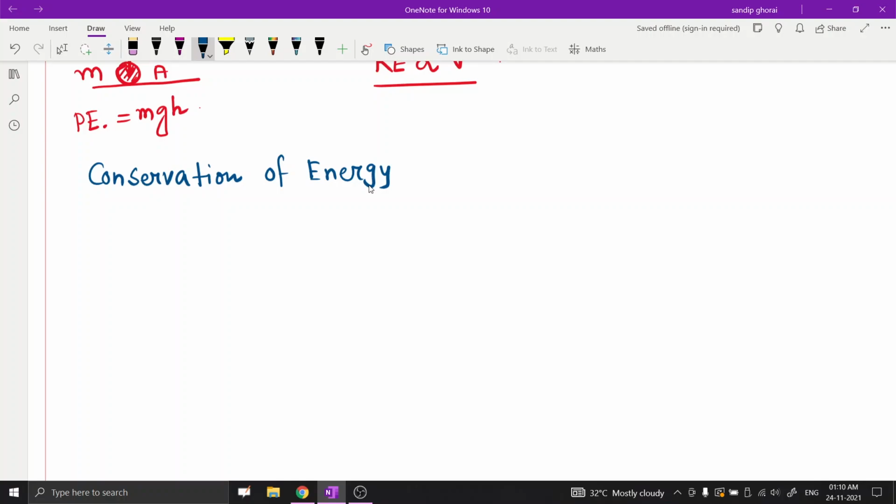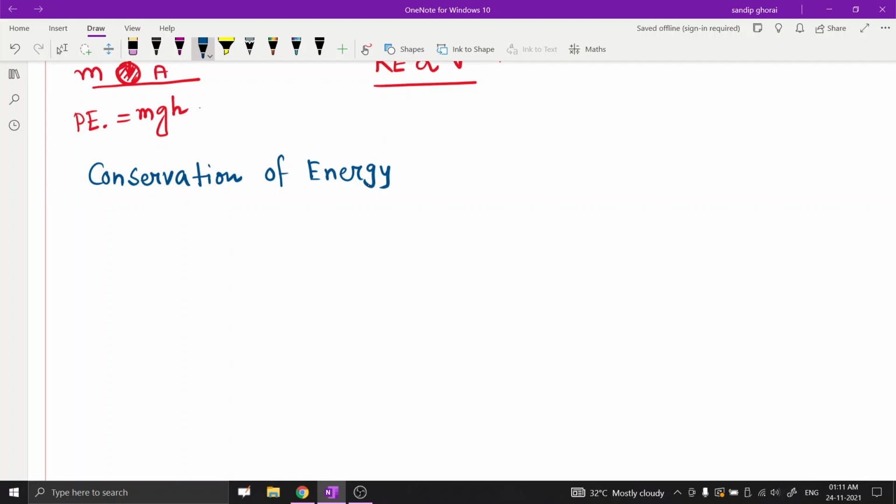That means we cannot create or destroy energy, energy is just transferred or transformed from one form to another, from maybe chemical energy to light energy to sound energy to mechanical energy, and so on. So we cannot create or destroy energy, just transfer it from one form to another form.